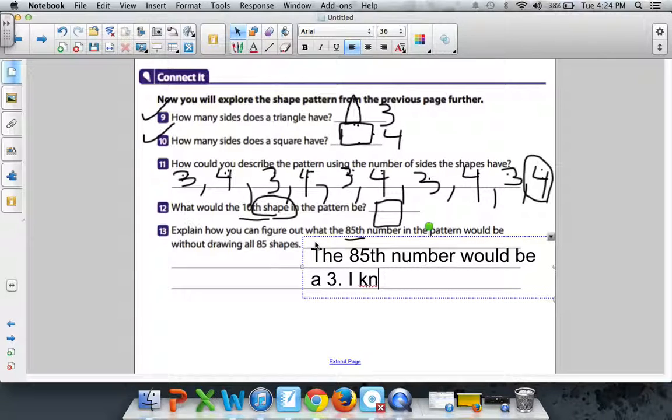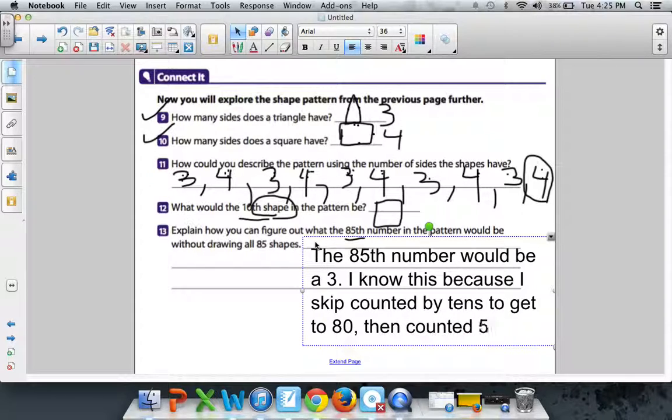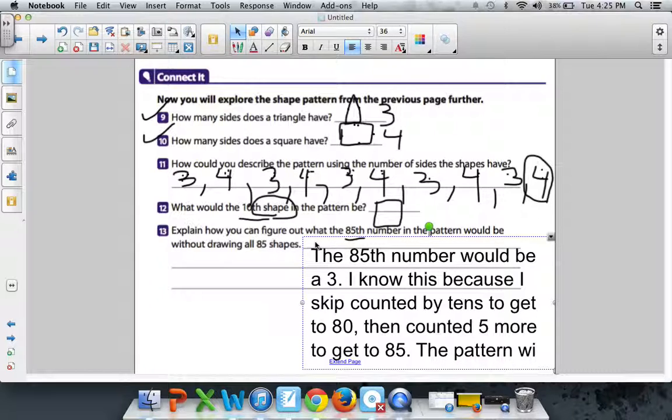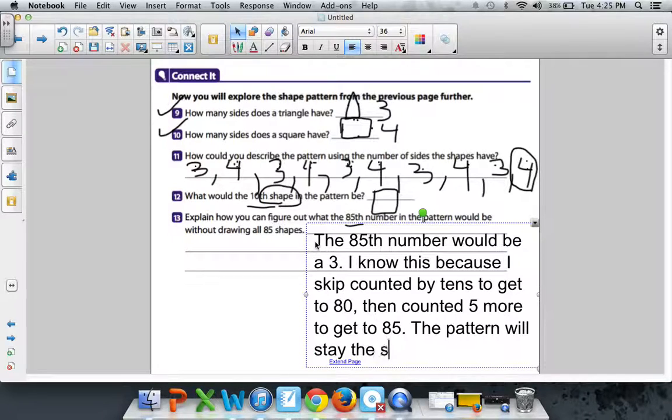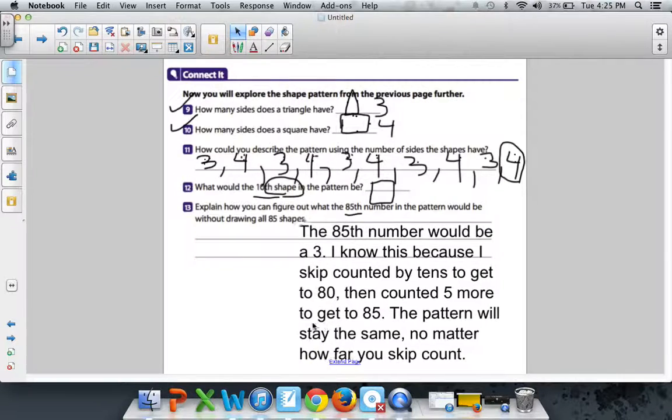I know this because I skip counted by tens to get to 80, then counted 5 more to get to 85. The pattern will stay the same no matter how far you skip count. So do you see what I did there, and do you see how I'm trying to explain it with words?